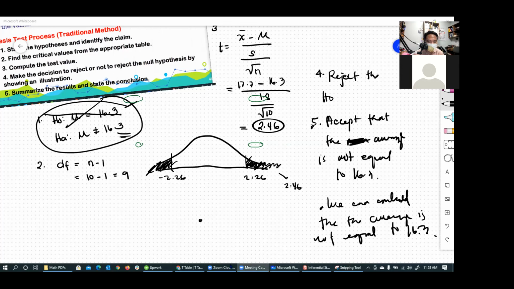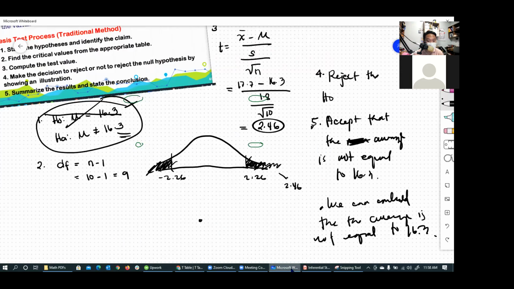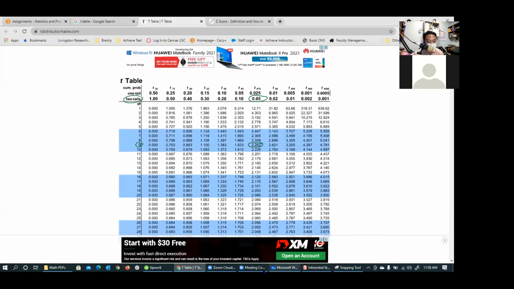Okay, sure, Jack. Degrees of freedom is given by the formula n minus 1, where n is the sample size. The sample size for this problem is 10. What is 10 minus 1? 9. So we look at the first column, the degrees of freedom, 9. Then was it two-tail or one-tail? It was two-tail because of the alternative hypothesis of not equal to. And what's your alpha? 0.05. The cross-section of 9 and 0.05 is 2.26.